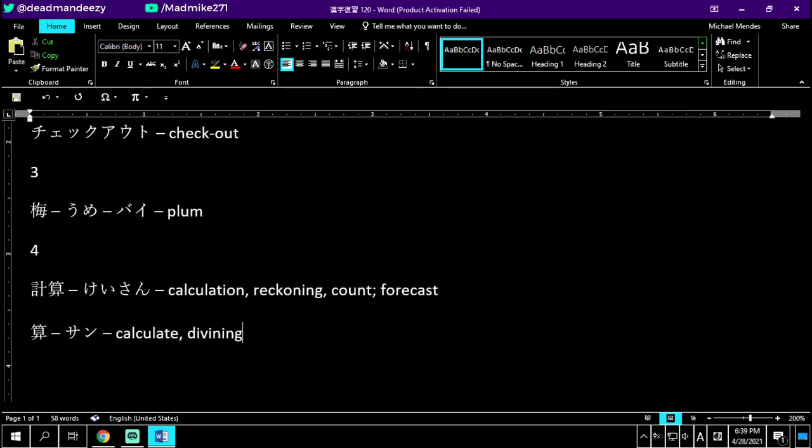Calculator. No, san. Calculation or divining. San is calculation. Number 5.